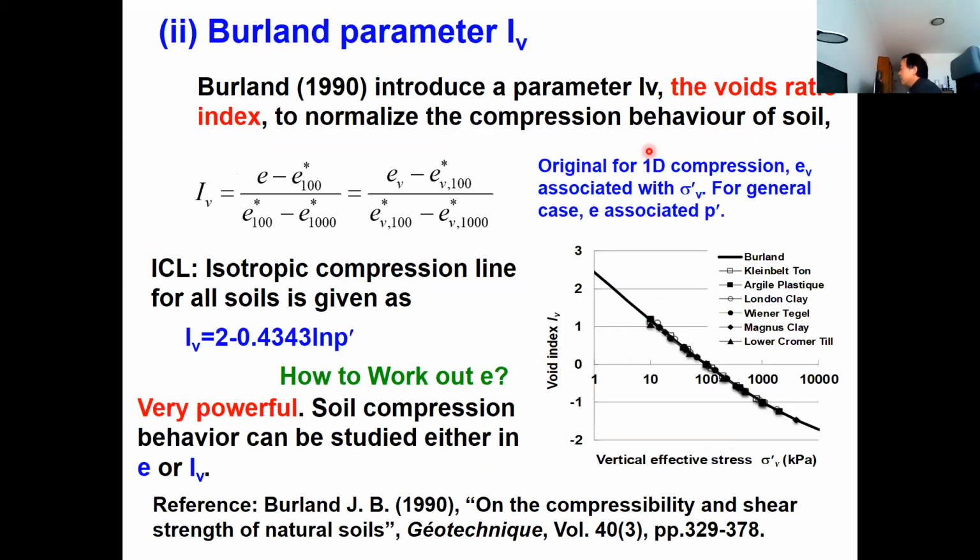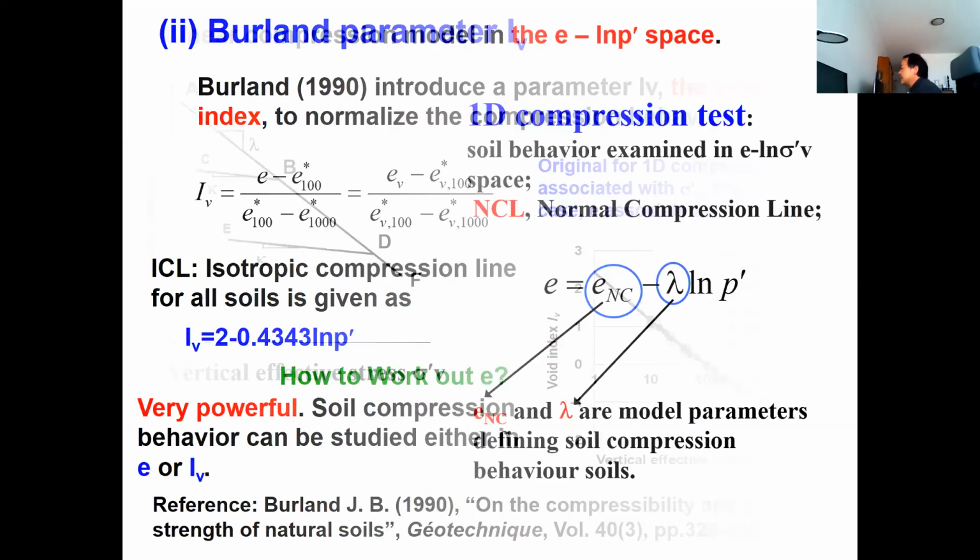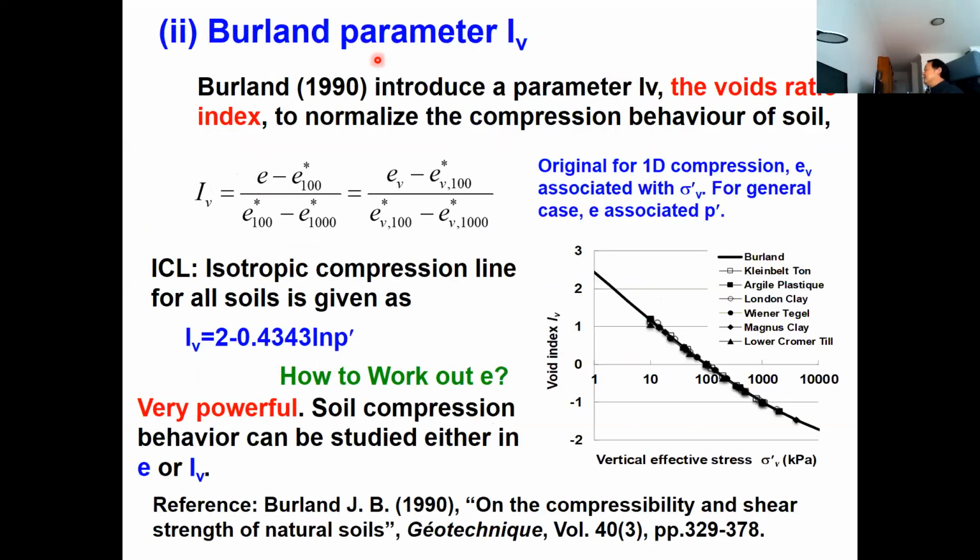This is the first model, the Cam clay model. For the second model, I'm introducing some basic models. This will form a part of your knowledge and a part of your literature review. The second model is not actually a model, it's a parameter, but it has the same function as a model.